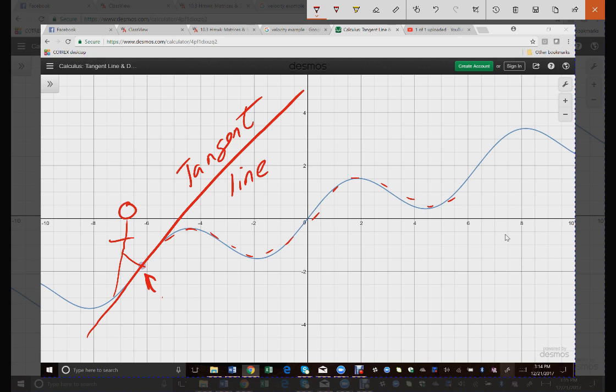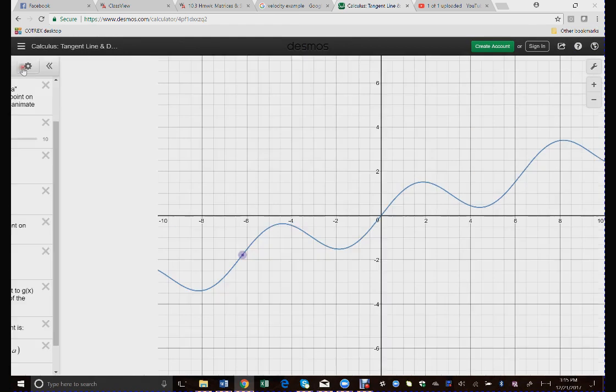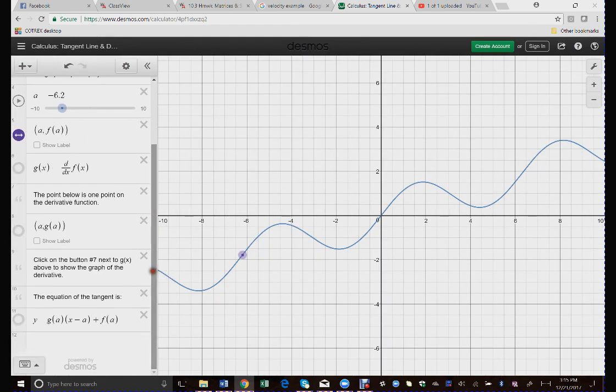But notice as this person walks across this path, it's going up and down. Sometimes he's going to be going up, sometimes he's going to be going down. So that tangent line is going to change, and that's what we'd like to explore just a little bit right now. So I'm going to show you that tangent line real quick, and there's the graph of the tangent line.